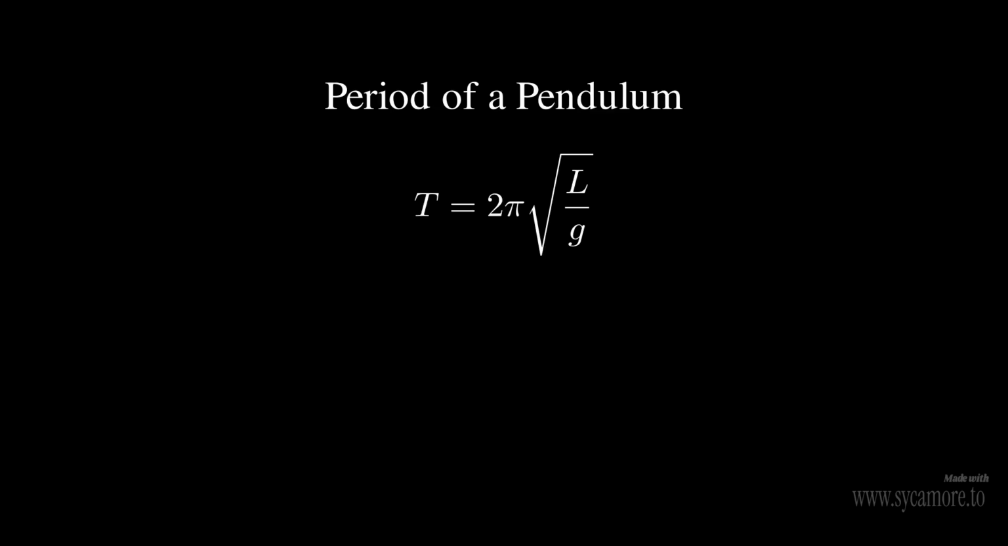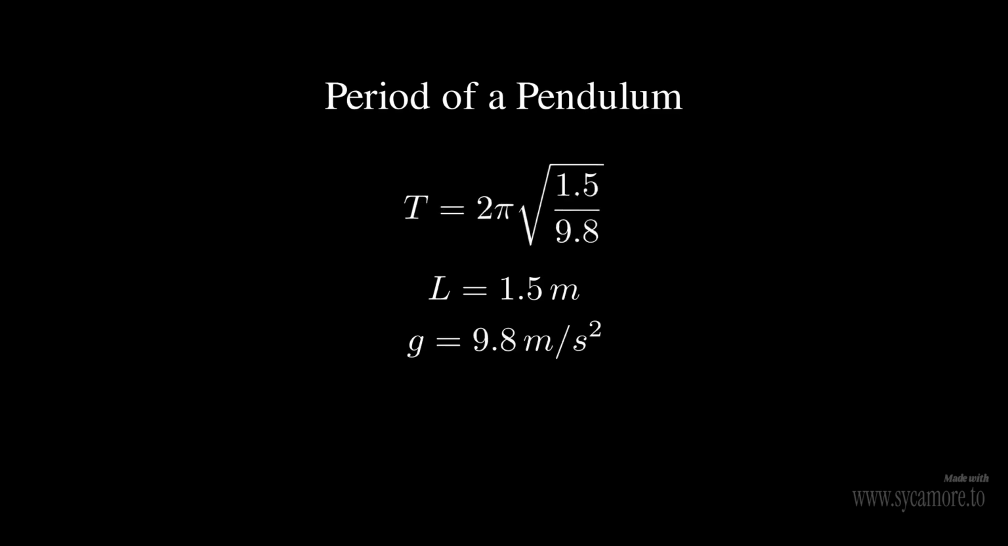The formula is T equals 2 pi times the square root of length divided by g. We will use standard gravity, 9.8 meters per second squared. We have everything we need to substitute directly.